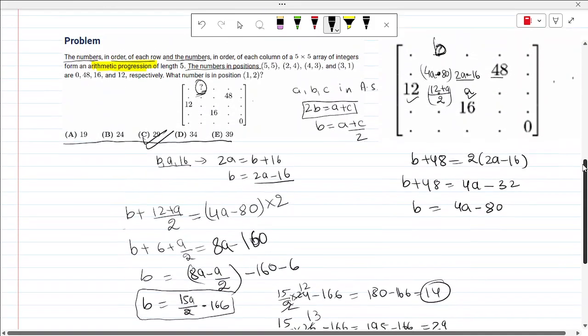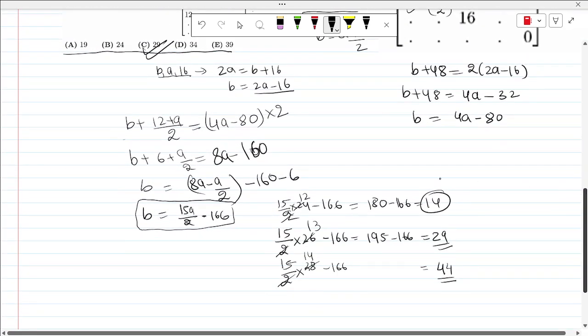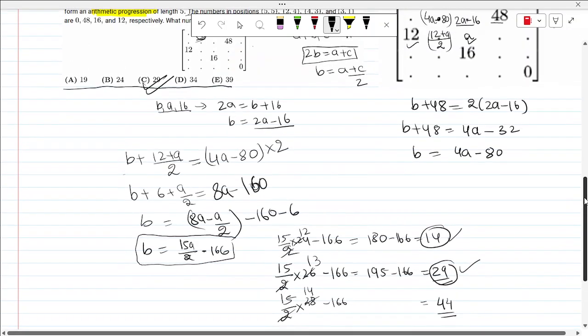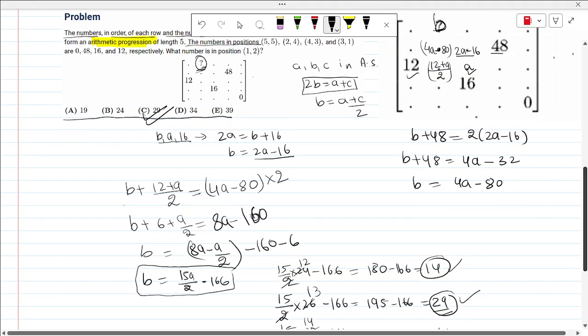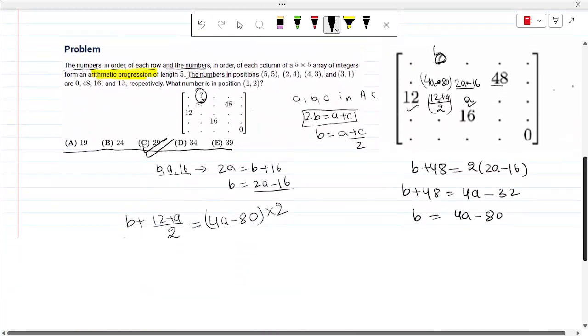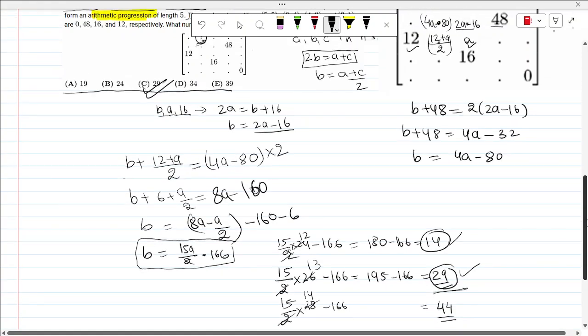And 44 is also not in the options. But what if we don't have any options, how can we finalize our answer? For that, you have to use both 14 and 29 and make the complete array. If you are getting complete integers and also satisfying this 0, that would be your final answer. So in that case you'll be getting 29 as the only final answer.